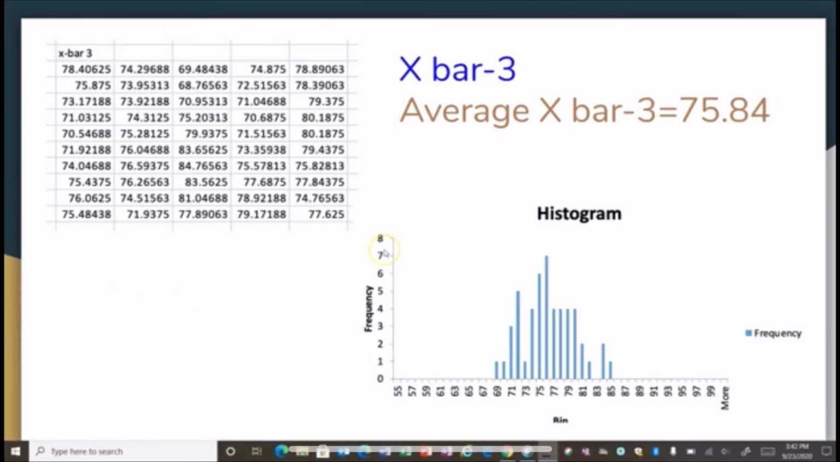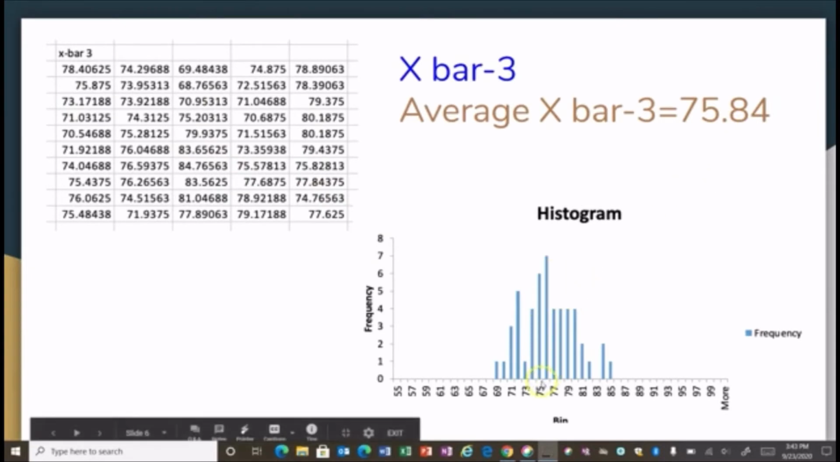So these are our X-bar 3 averages taken from X-bar 2, and the average was 75.84. And when you look at the frequency of our histogram, the highest frequency is very close to this value, so that's all good.